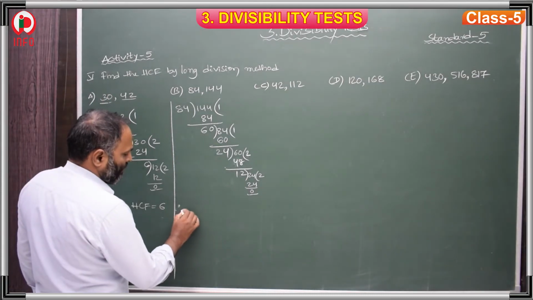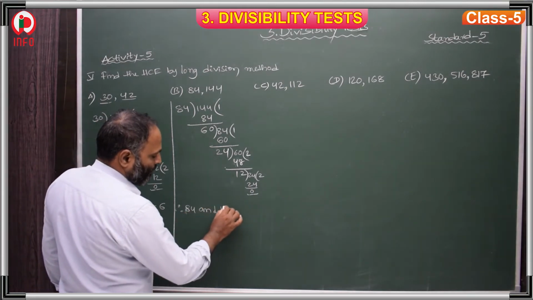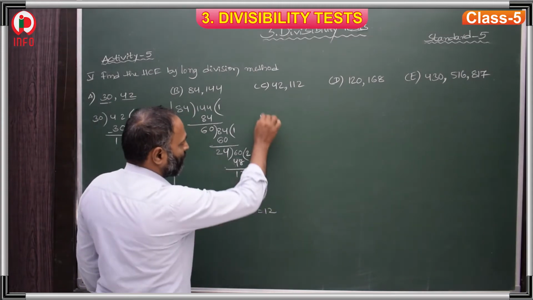Therefore 84 and 144 HCF is equal to 12.